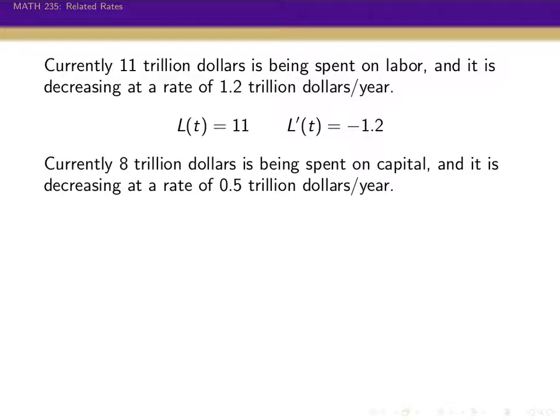Now suppose that we have that capital still is $8 trillion being spent on it, but it is decreasing at a rate of $500 billion per year. So currently, capital K of t is at $8 trillion, and then it is decreasing at a rate of $500 billion a year. So again, that's going to be talking about the derivative of capital, and that's going to be minus 1/2 because it's decreasing. So K prime of t is equal to minus 1/2.